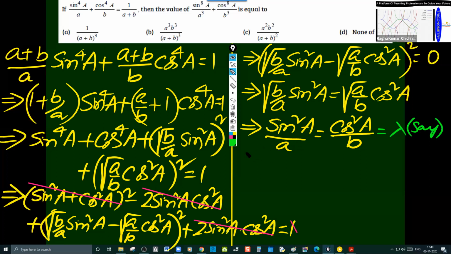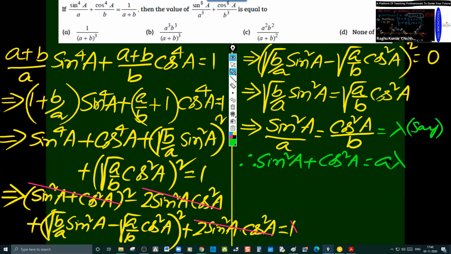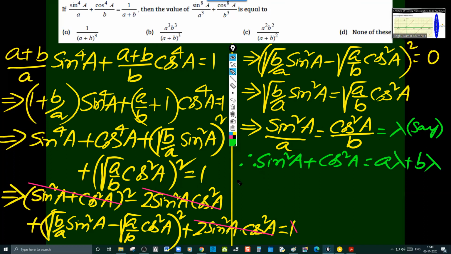Now, sine square A is A lambda. Cos square A is B lambda. Do you accept it or not? Yes, sir. Now what I'm doing: sine square A plus cos square A is equal to A lambda plus B lambda. See that carefully, please. Why I'm doing that, I need not explain, because sine square A plus cos square A becomes 1. Correct or not?